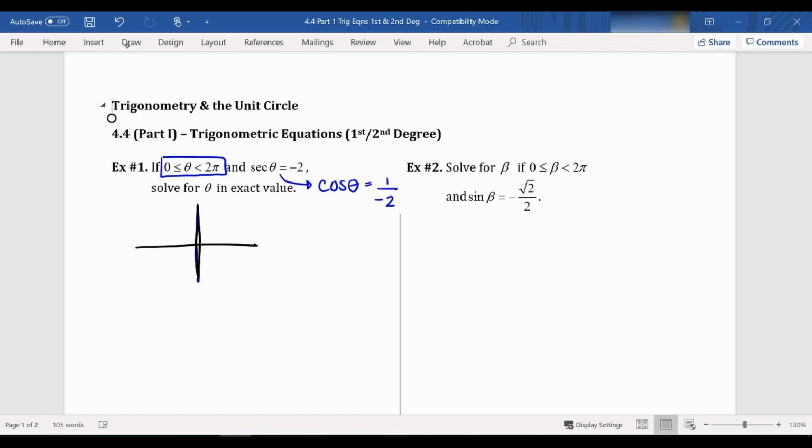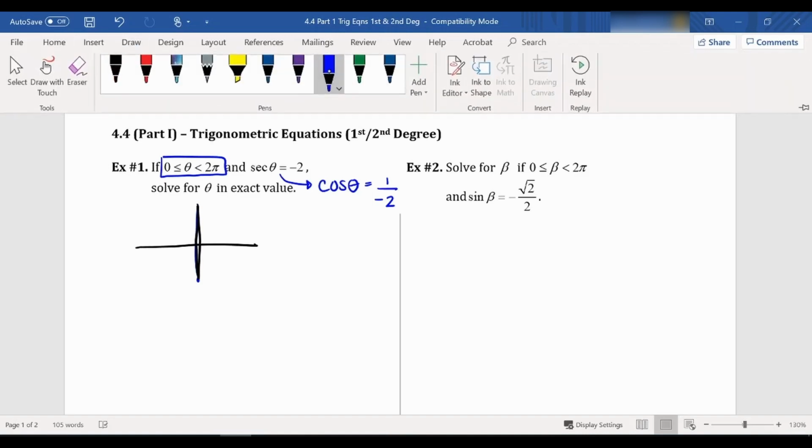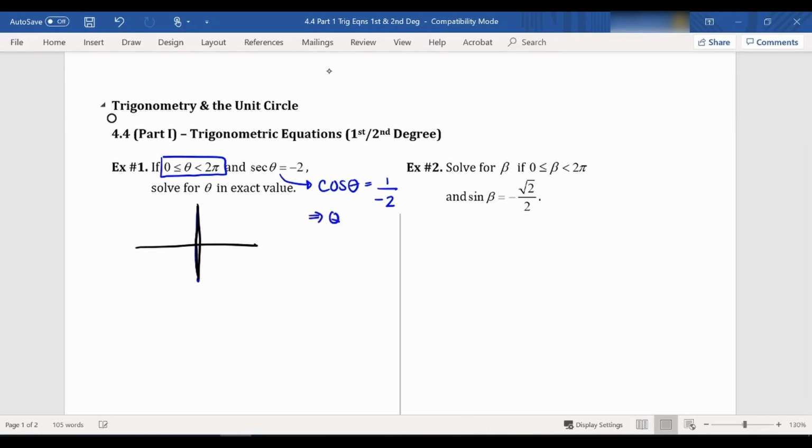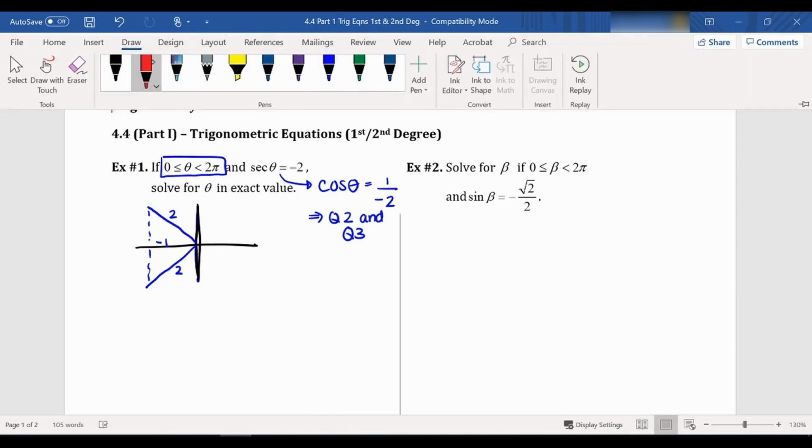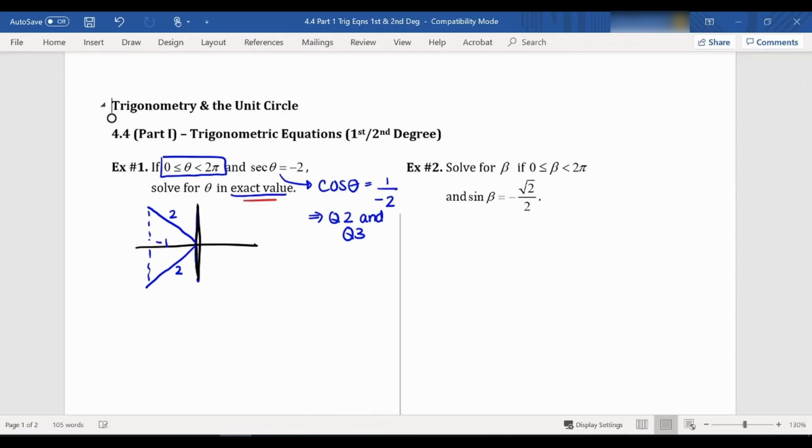So if cosine is negative, we are in Q2 and Q3. Okay. Now if we draw in our triangles, we know that adjacent is 1 and hypotenuse is 2. Now something's supposed to be negative. We know it can't be the hypotenuse, so it would need to be the adjacent. Now as soon as it says exact value, we know that we should be using special triangles.